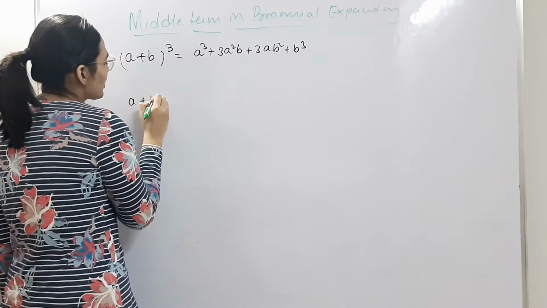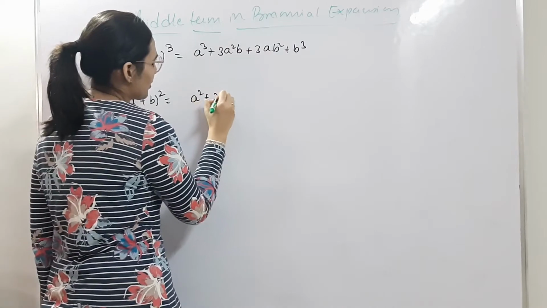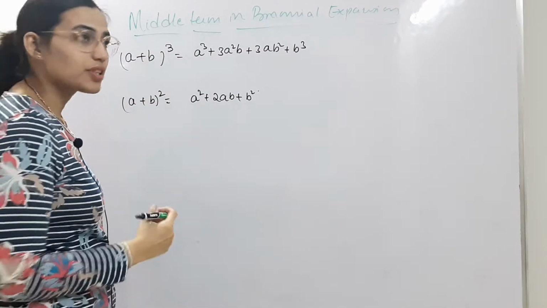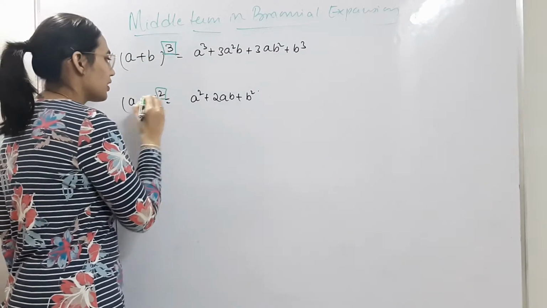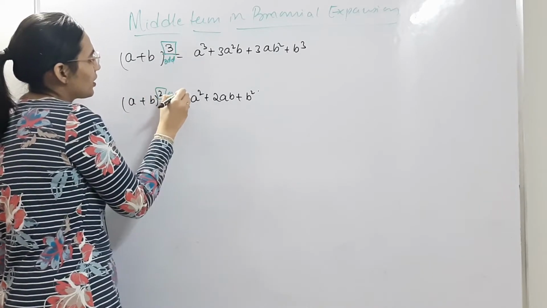Now, what is the expansion of (a + b)^2? a^2 + 2ab + b^2. What do you observe here? n here is 3, and n here is 2. That means the power here is odd and the power here is even.